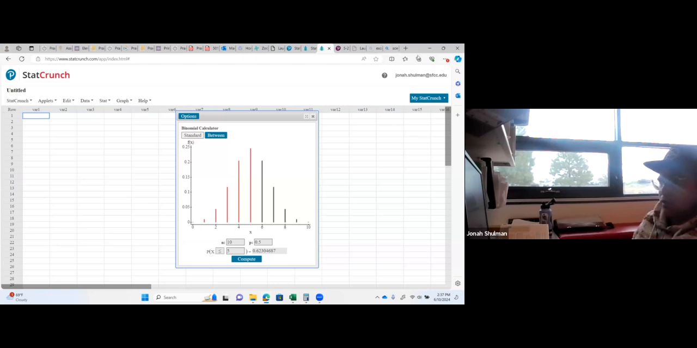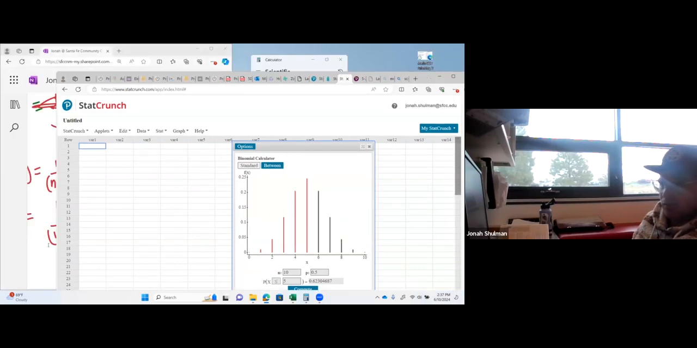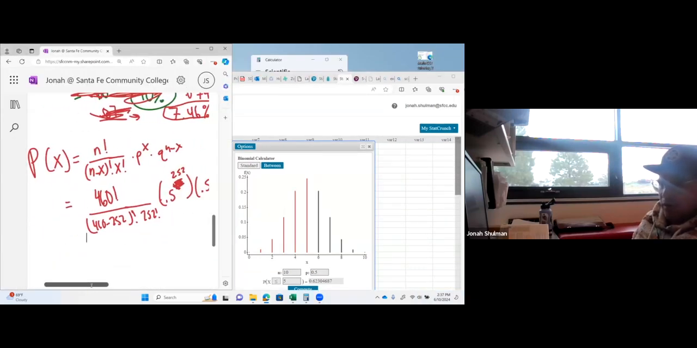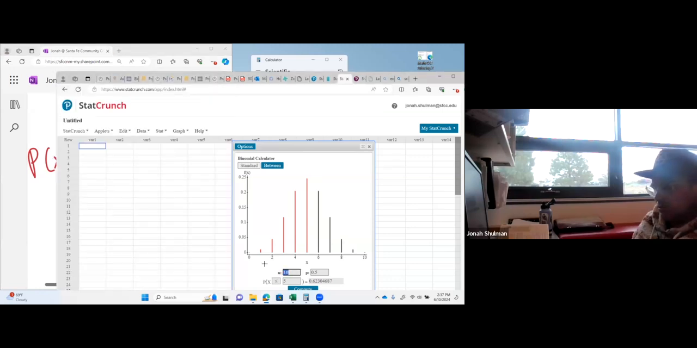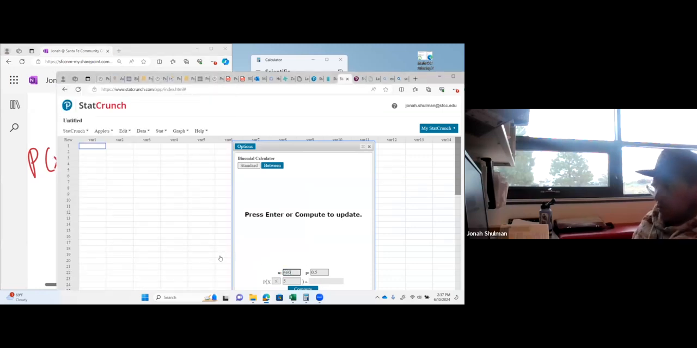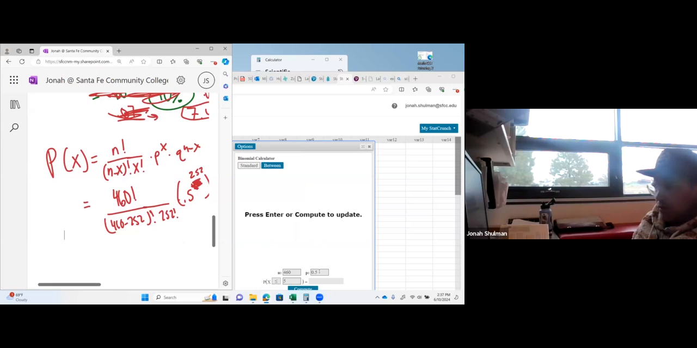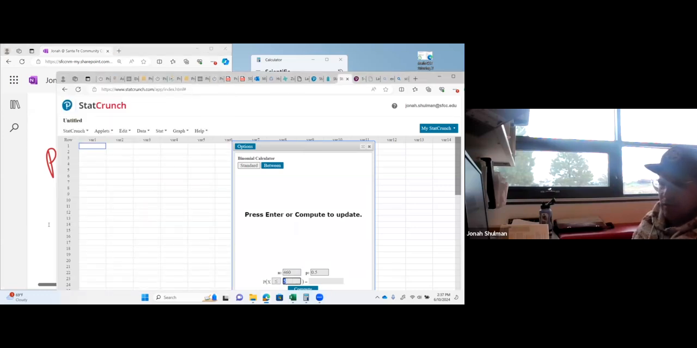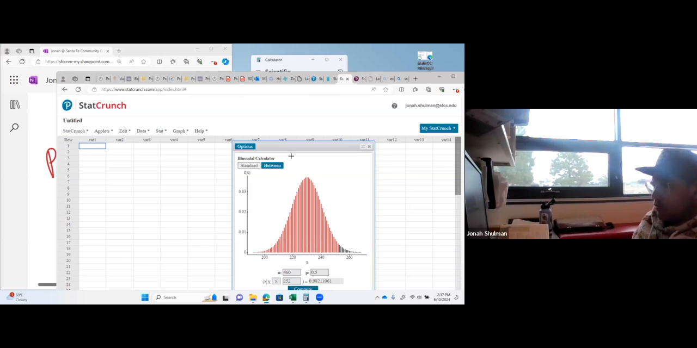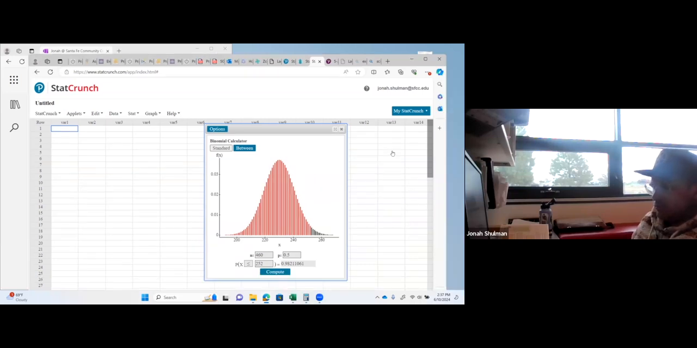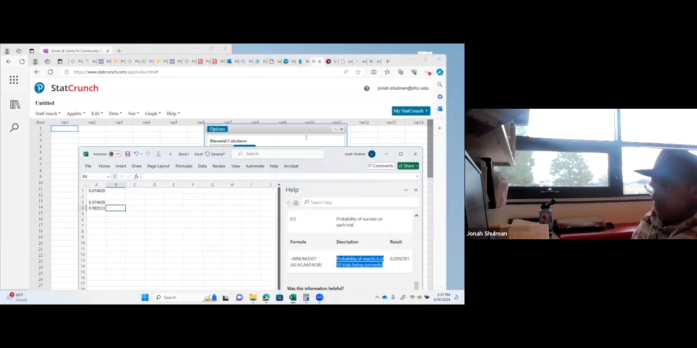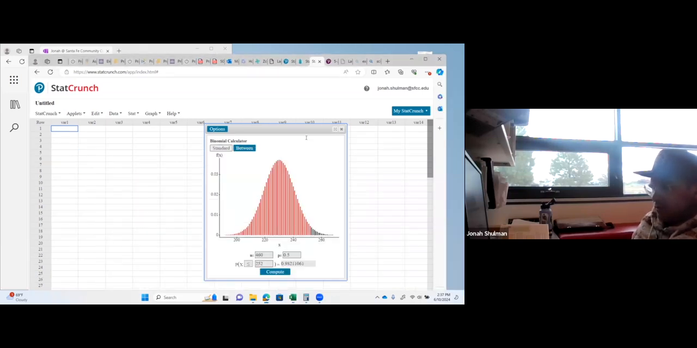So I'm in StatCrunch right now since Excel was not being my friend, and let me use our values. We know our n is 460. We know that our probability is a half, which is 0.5. And we want everything less than or equal to 252. Let's hit compute. 0.98211. I believe that's what I got in Excel. So Excel's giving me the same thing as this.